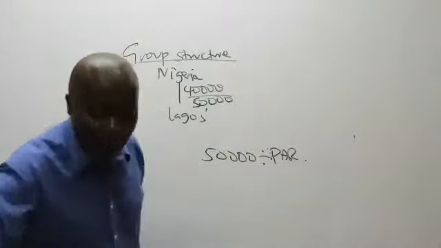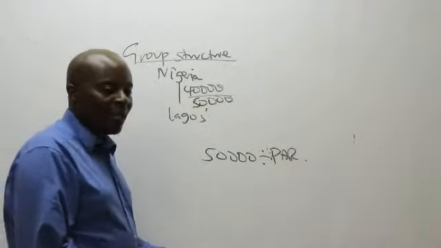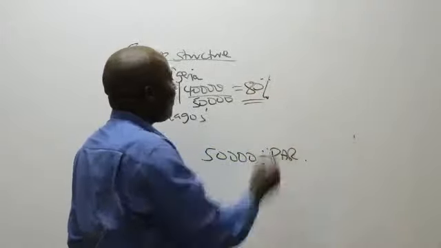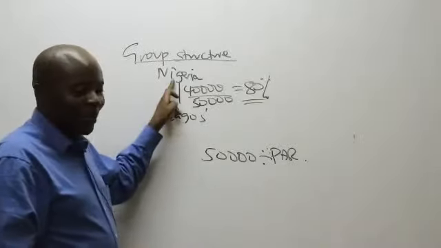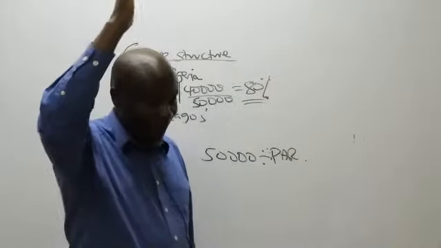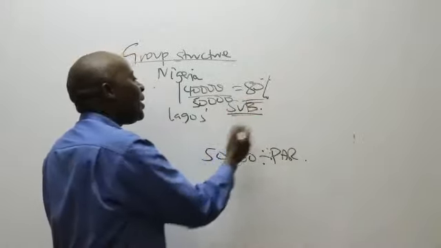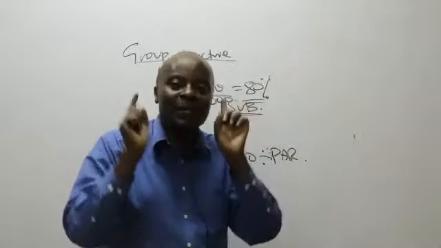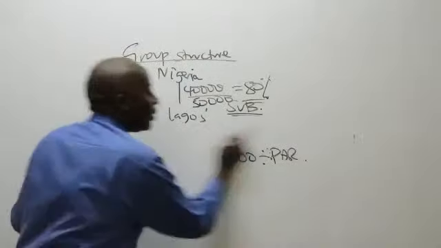So then what is 40,000 divided by 50,000 times 100%? It comes to 80%. So 80% shareholding, then automatically, ladies and gentlemen, Lagos becomes who to Nigeria? 80% is quite high. It becomes a subsidiary. And if it becomes a subsidiary, then the first thing that I will do is look at the balance sheet of the subsidiary. That is the next step.